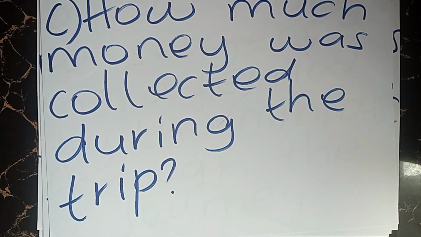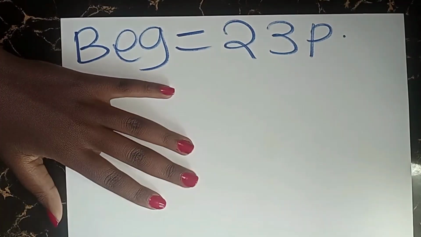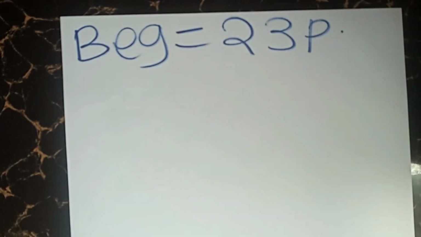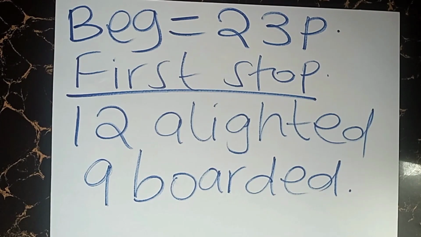So we've been told a minibus had 23 passengers at the beginning of a journey. So you need to write that out, okay? So we'll write that out. In the beginning, it had 23 passengers. 12 alighted at the first stop while 9 boarded. So you need to write that out as well. So, after the minibus stopped at the first stop, how many passengers were inside?